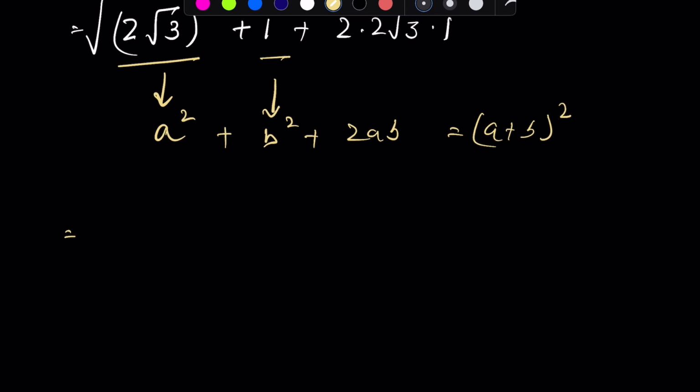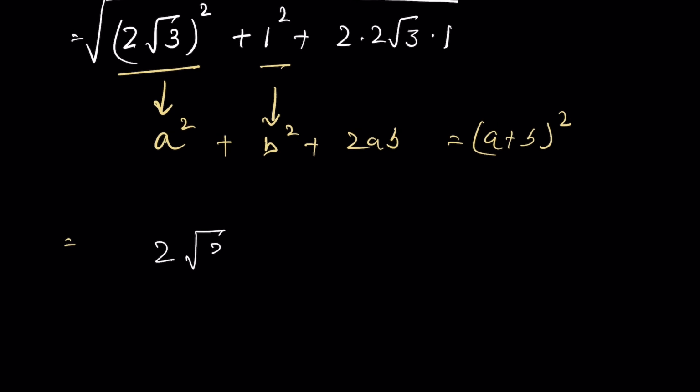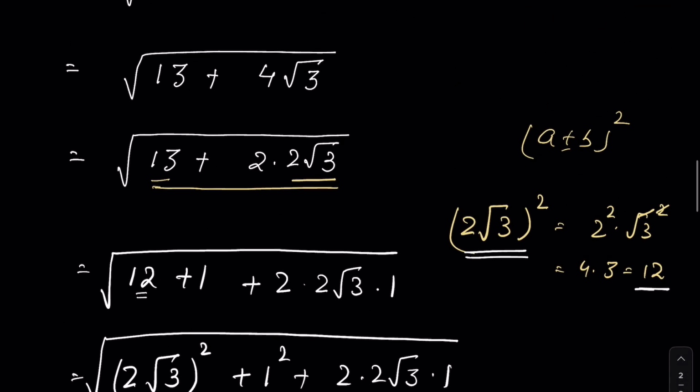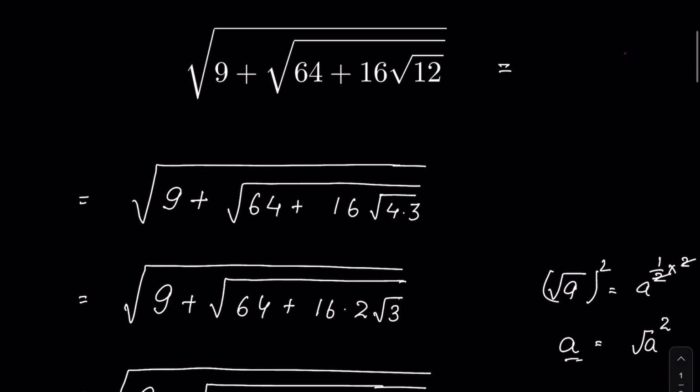So this will be 2 times square root of 3 plus 1 whole square under square root. Now remove the square root with this square. So this is equal to 2 times square root of 3 plus 1. This is our answer. So this is equal to 2 times square root of 3 plus 1.